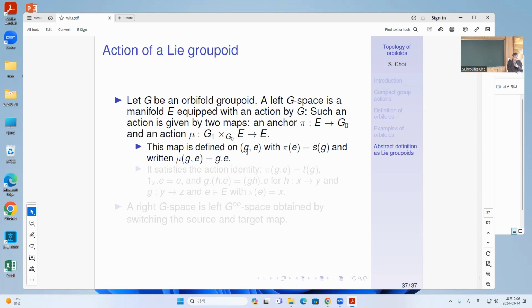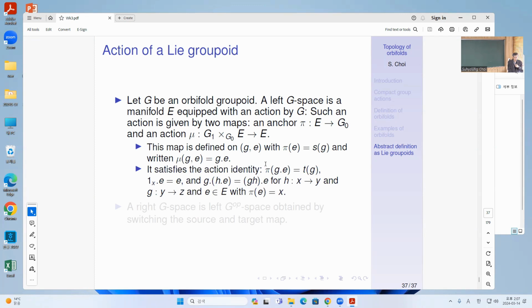And the map is defined by (g, e) with pi E going to the source, and then mu (g, e) is g times e. So you have a point e in here, and then you take pi going to the source of g, and then mu is the product, which is the end where the g sends e to. Okay.